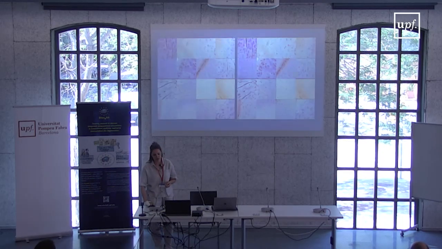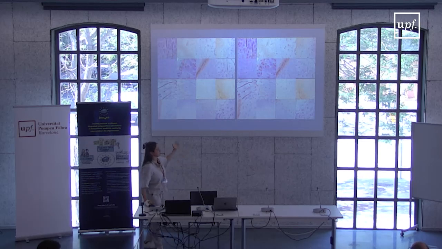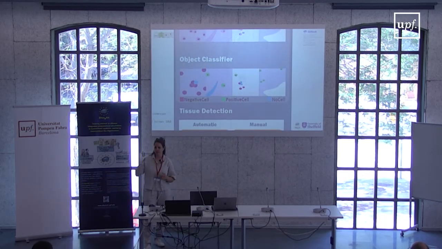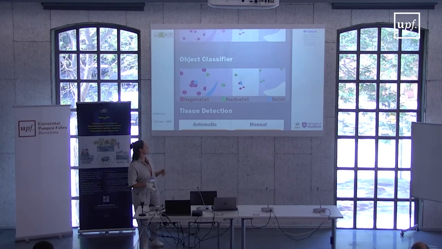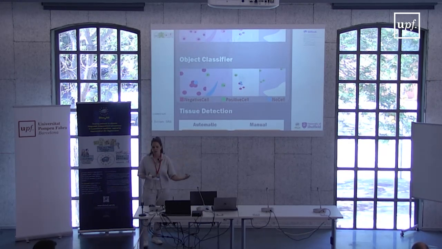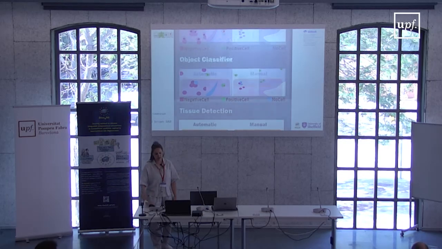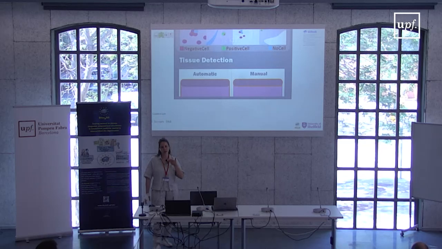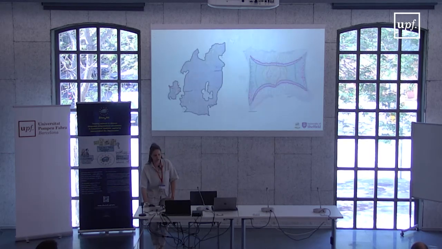So this is just how it looks in the system. To avoid wrong detections, we train our system with an object classifier. We tell the system which one is a negative cell, which one is a positive cell, and which one is a tissue artifact. And then at the end, we also create a tissue detection. Either we can do that automatically by setting a threshold, looking at the pixel, or we can do it manually, and this is how it looks.